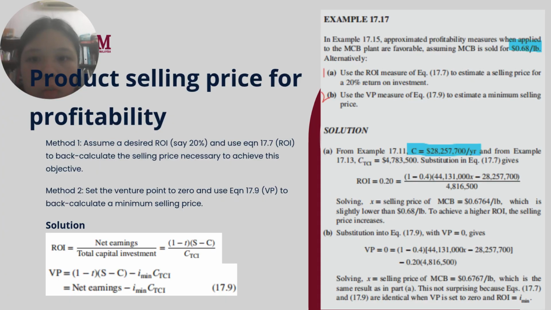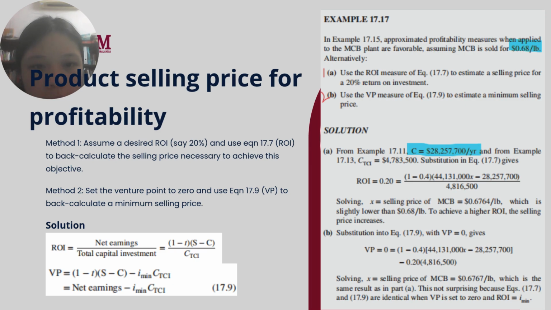Now we are in the last part of section 17.4. When a new chemical is established, rather than guessing the price, there are two methods we can use to estimate the selling price. The first method is to assume a desirable ROI, let's say 20%, and use equation 17.7 to calculate the selling price necessary to achieve this objective. Method 2 is to set the venture profit to 0 and use equation 17.9 to calculate the minimum selling price. Equations 17.7 and 17.9 are already given, shown in the bottom corner of the slide. And let's look at example 17.17.